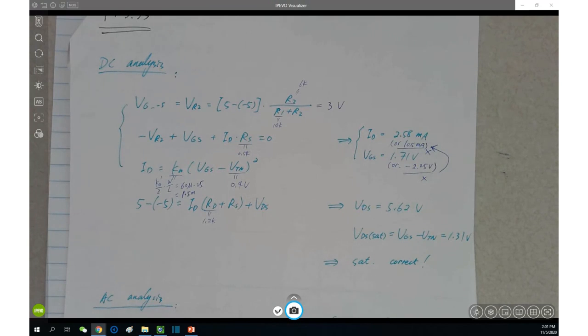I think it's fairly easy. Seems you guys feel comfortable with the DC. Just don't forget the checking, okay? Don't forget checking your procedure. It's important. It's very important.